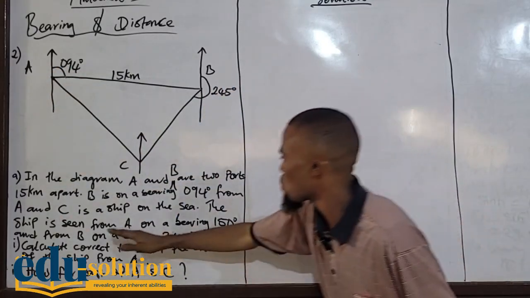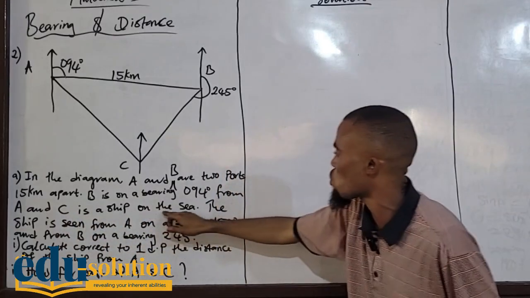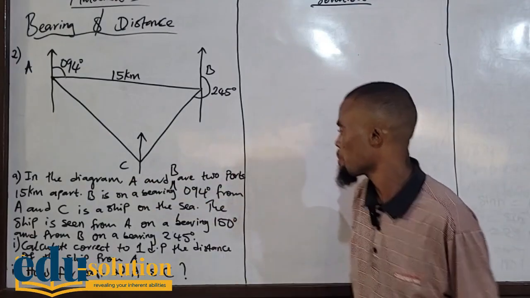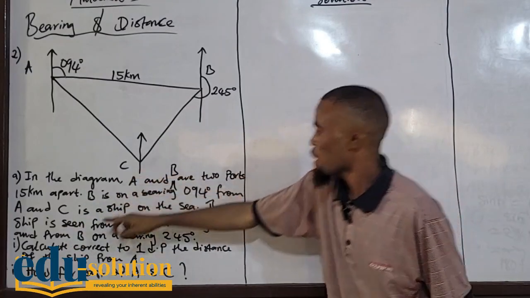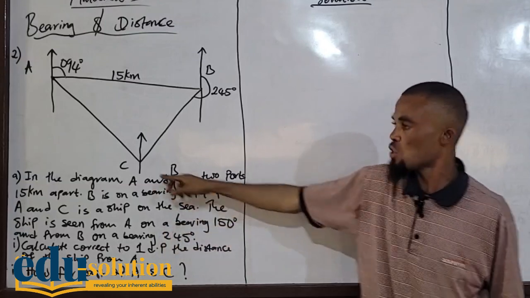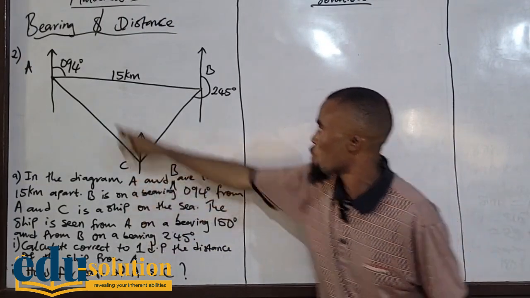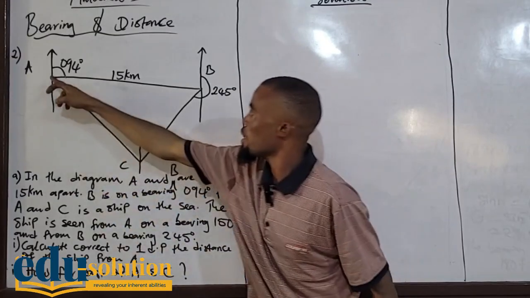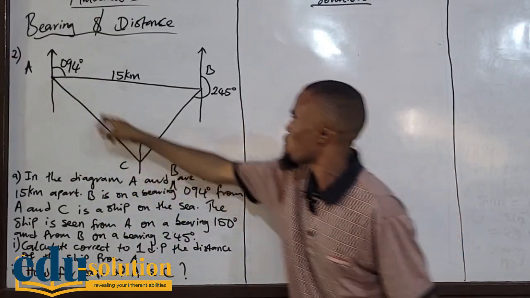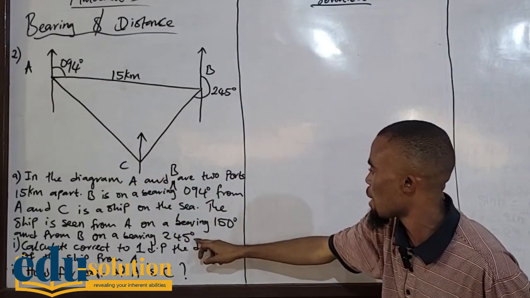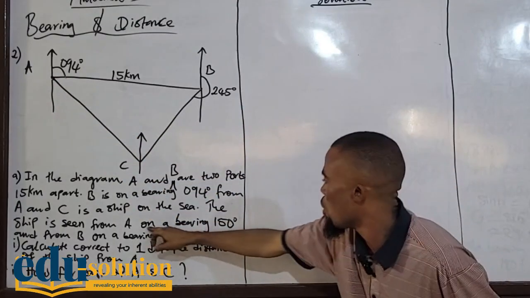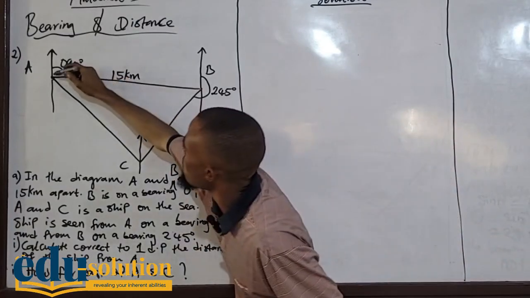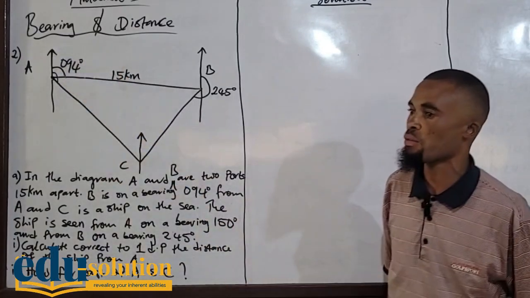Okay, let's continue our question. C is a ship on the sea. This C here is a ship on the sea. The ship, that is this C, is seen from A. Someone viewing this ship from this A is seeing it from this place at a bearing of 150 degrees. That means from this place down to this place is 150 degrees.